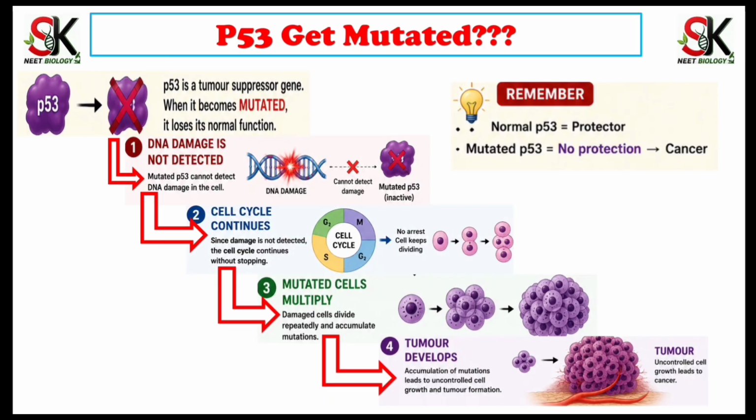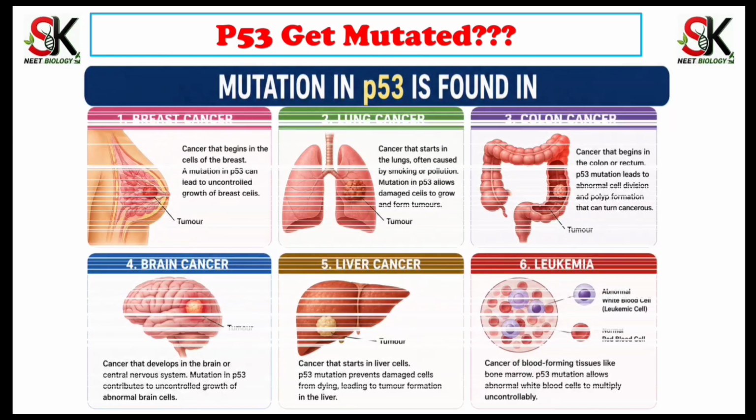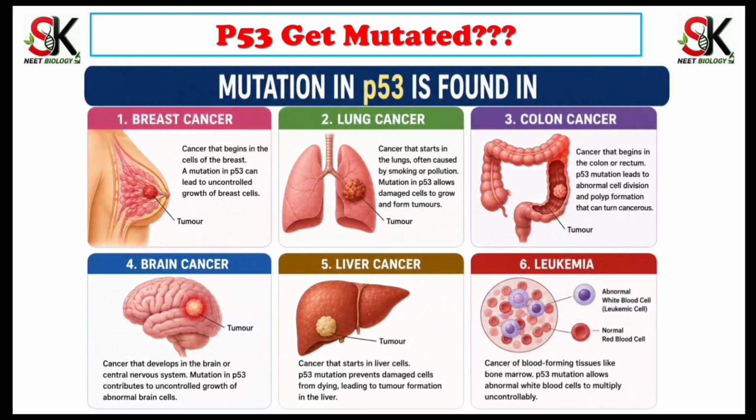In this image, we can see that there are different types of cancers in which p53 is mutated: breast cancer, lung cancer, colon cancer, brain, liver, and leukemia.